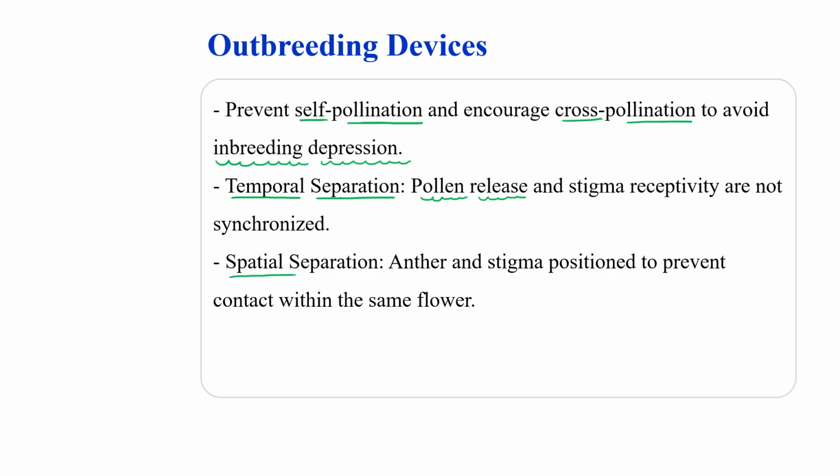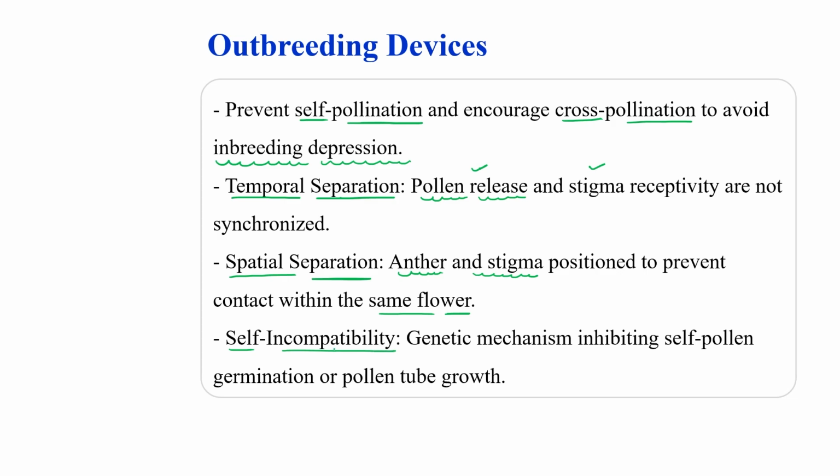The second type is spatial separation. It means anther and stigma are positioned to prevent contact within the same flower. The position of anther and stigma is such that transfer of pollen grain to the same stigma is not possible. So their positioning is different. This is known as spatial separation. And when the release time of pollen and the stigma receptivity time are different, that time we use the term temporal separation. The third type is self-incompatibility. This one is the first, followed by the second and third.